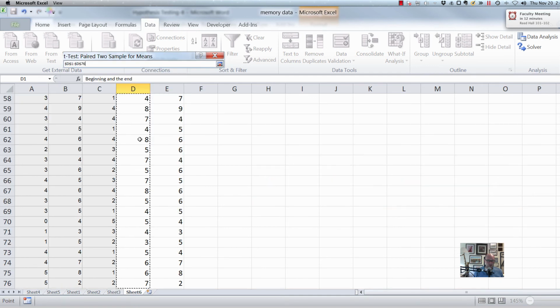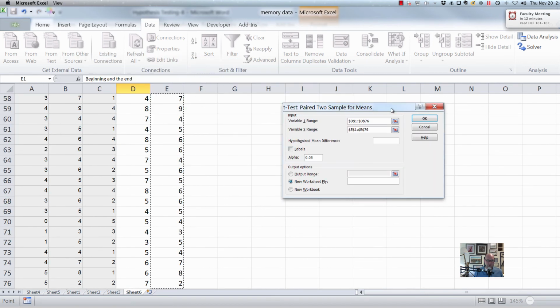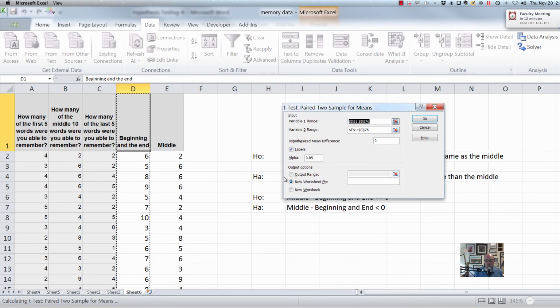Beginning and ends is our first variable. Variable 2, middle, is our second. By the way, notice for these paired samples, there has to be the same n in both of these. They have to be the exact same number of people, or number of observations. If there's not, then it's not paired data. That's one way to think about it. Hypothesized mean difference, I think the null hypothesis is going to be 0. Here's my label, check labels, new worksheet. Click on OK.